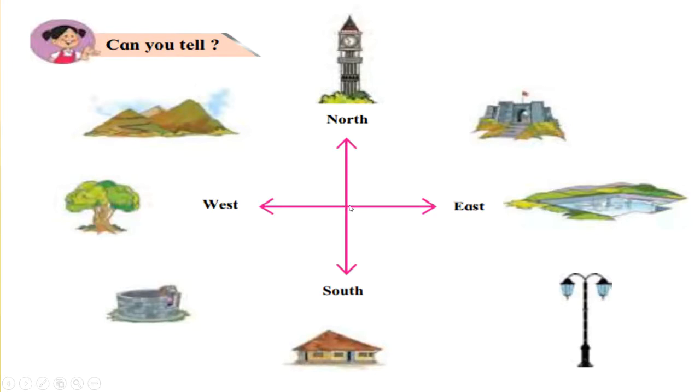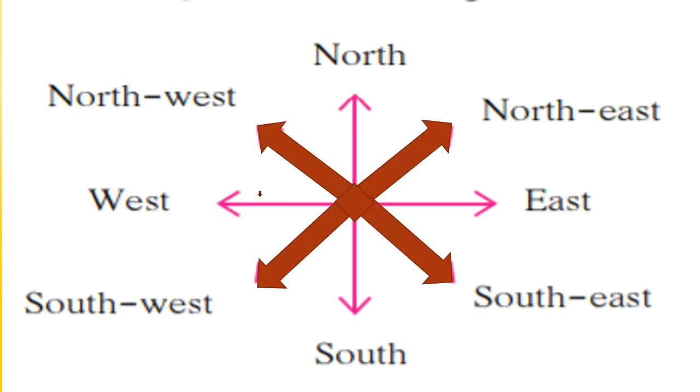Now children, what about these other things? Can you tell where they lie? Many things lie between the two main directions. To determine the direction in which they lie, we use subdirections. Now the ones which are pointing in dark arrow are the subdirections.